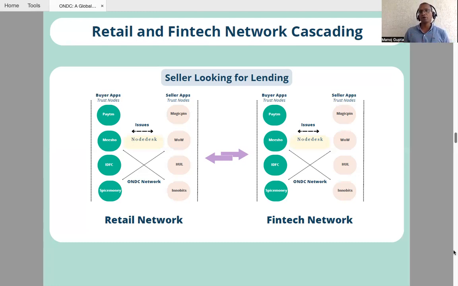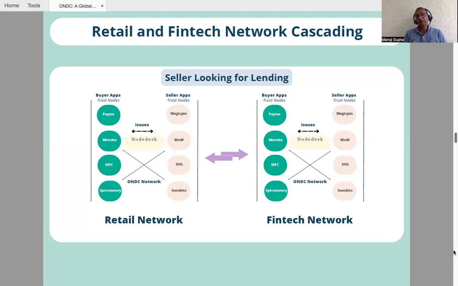So I become a borrower, and let's say IDFC Bank becomes the lender or the seller of the lending product in the fintech network, right? So this can flow seamlessly because you are playing in the whole ONDC ecosystem, where your retail network is talking to the fintech network.